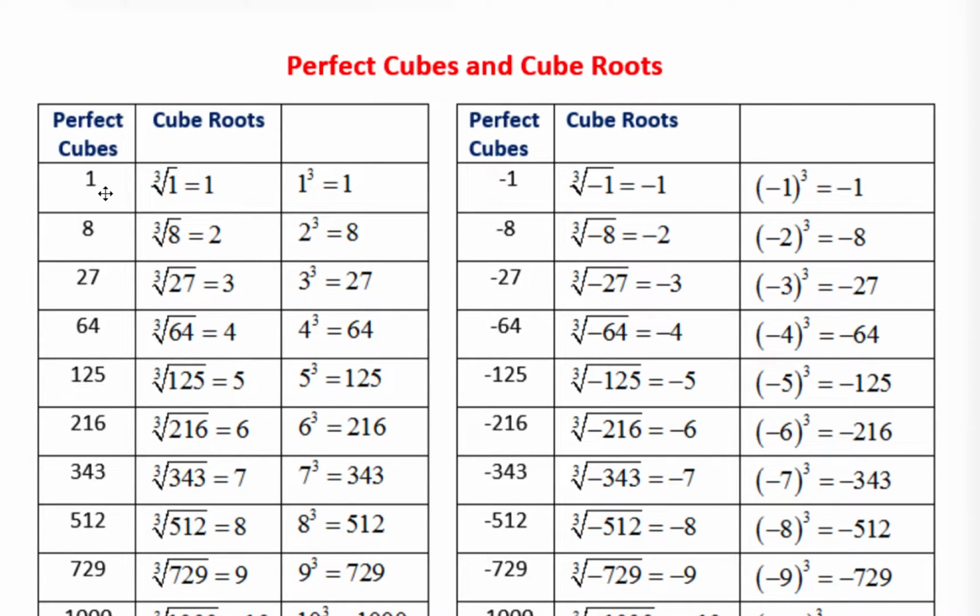So perfect cube, I've got 1. 1 times 1 times 1 is 1. So the cube root of 1 is 1. Perfect cube 8: you have to do 2 times 2 times 2 to get to 8. 2 cubed is 8. So the cube root of 8 is 2, and so on. So here's just some of the common perfect cubes that will be seen in our lesson for today.